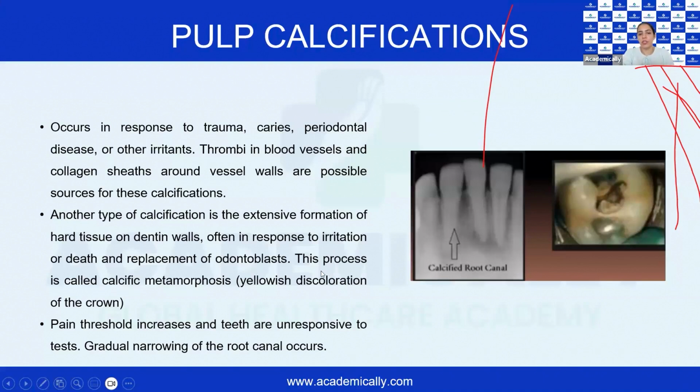Here, yellowish discoloration of the crown can be seen. Pain threshold increases because the soft tissue is being replaced by harder tissue. Calcium takes over, and teeth are unresponsive to tests. Gradual narrowing of the root canal occurs.